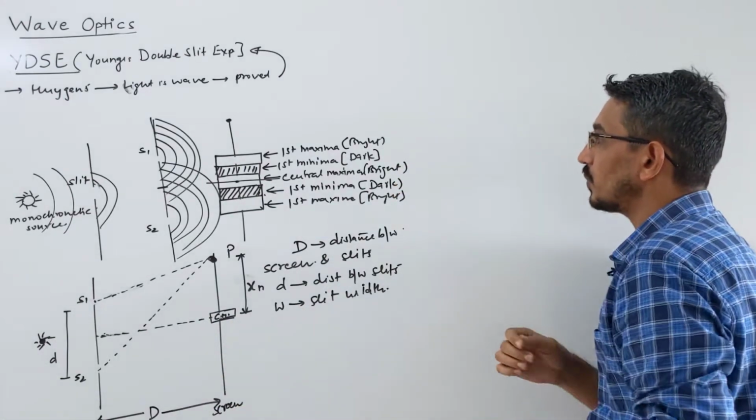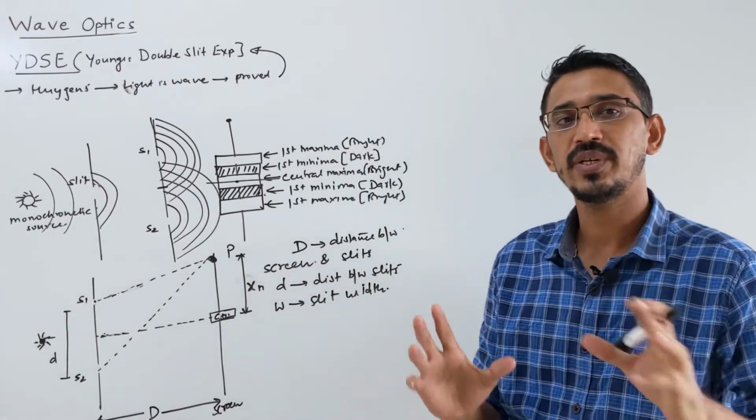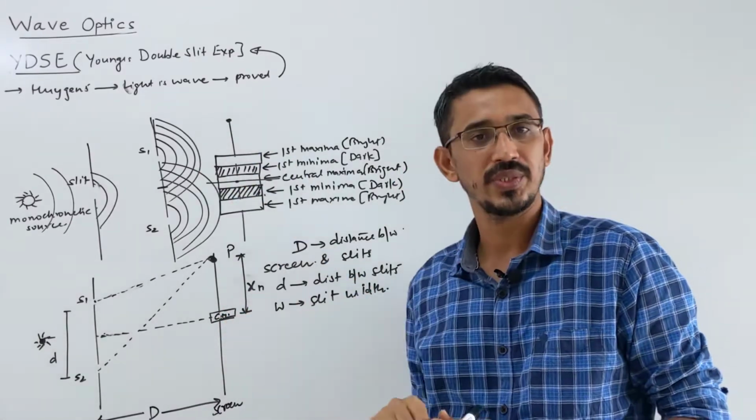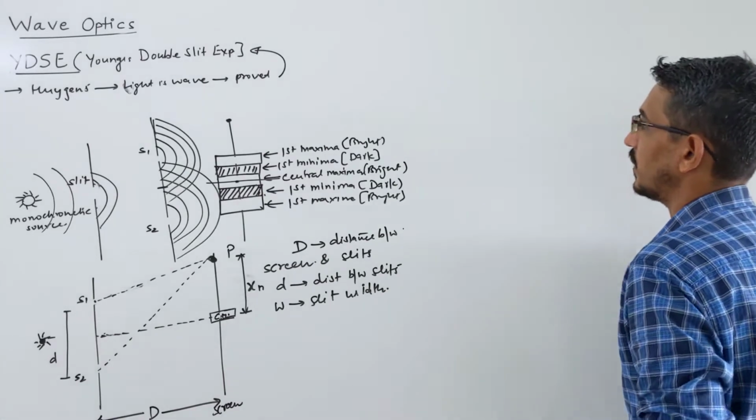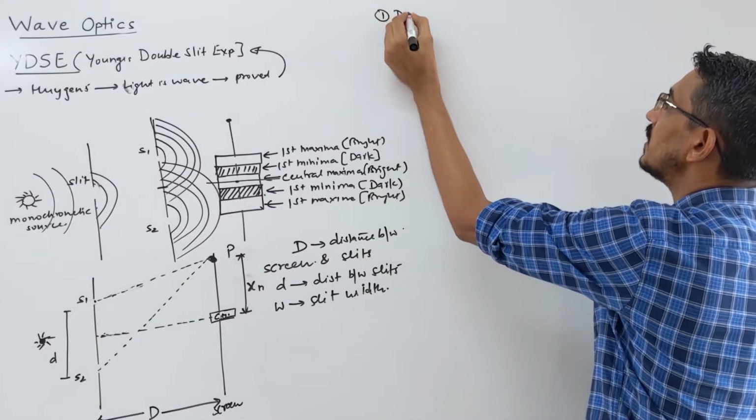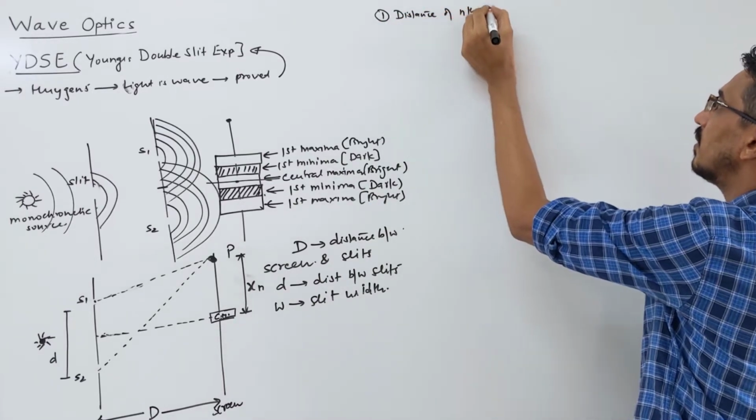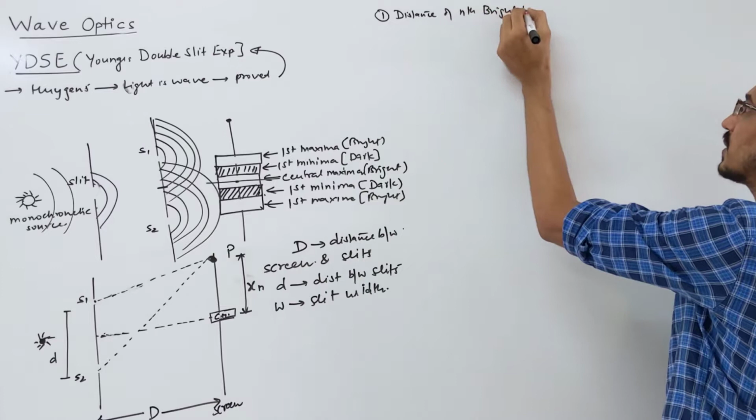So we are interested in calculating, if you have a bright fringe or dark fringe, what is the distance of that fringe? So let's write first: distance of the nth bright fringe first.